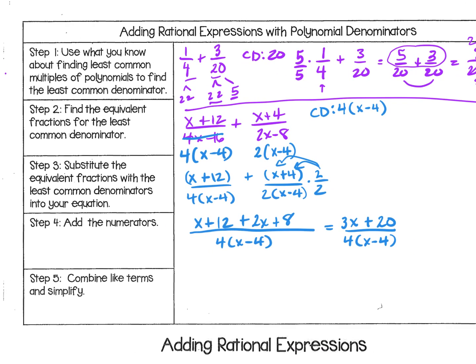So did we do it? It says, did we find the least common denominator? Yep, we did. Find the equivalent fractions. Yep, sure did. Substitute the equivalent fractions with the least common denominator. We kind of add the numerators. Yep, we did that here. Combine like terms. We did that here. So do you see the process? It's really a lot of steps for something that basically says, find the common denominator, adjust everything to match the common denominator, and then add the numerators together. Okay? Let's look at another one.